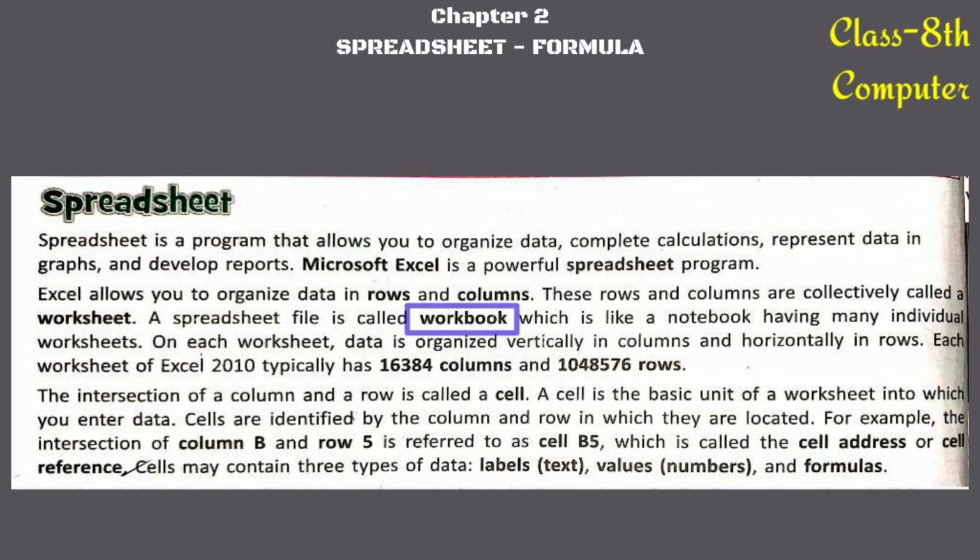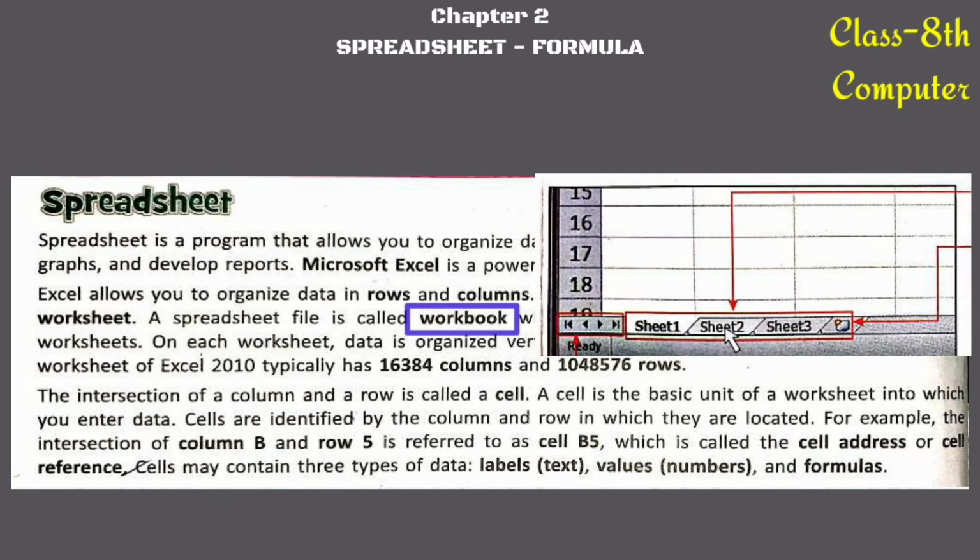A workbook is an Excel document in which individual worksheets are saved. By default, in one Excel document you have three worksheets. Their names are sheet 1, sheet 2 and sheet 3. So the combination of worksheets makes a workbook, as you can see in this diagram. Downside in the sheets tab you can see three worksheets, sheet 1, sheet 2 and sheet 3. You can add more sheets, or you can also delete worksheets.